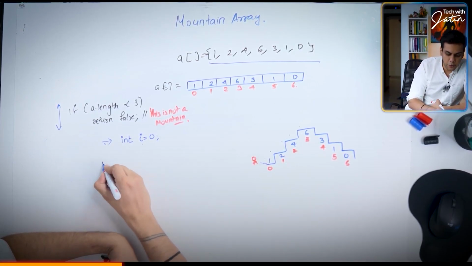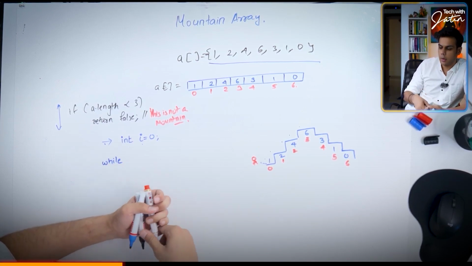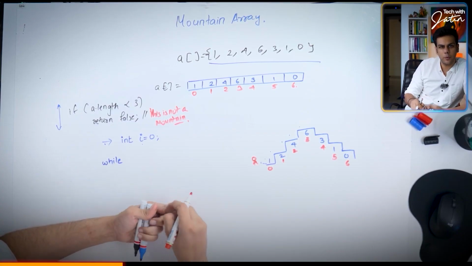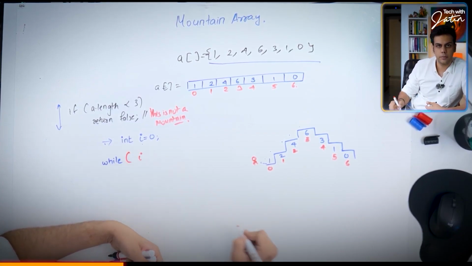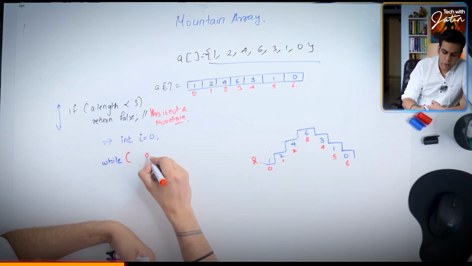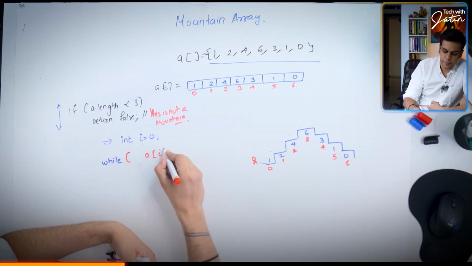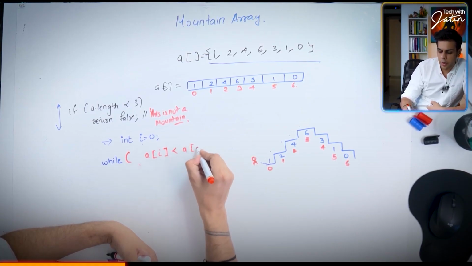So I will say while, because I don't want to go with a for loop. I want to go with a while loop. While I, or you can write something like this, your A of I is less than A of I plus 1.